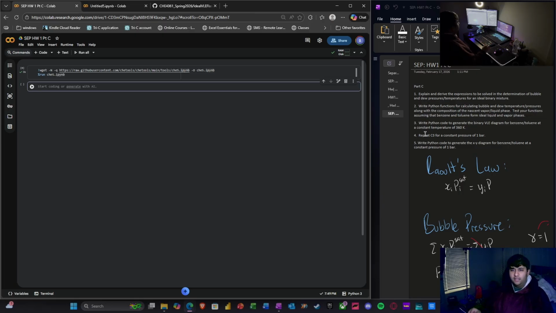And we're going to be generating the binary VLE diagram for the benzene and toluene at a constant temperature of 360 degrees Kelvin. And we're going to do the same for a constant pressure of 1 bar, and then we're going to generate the XY diagram at a constant pressure of 1 bar. So let's just go ahead and get started.